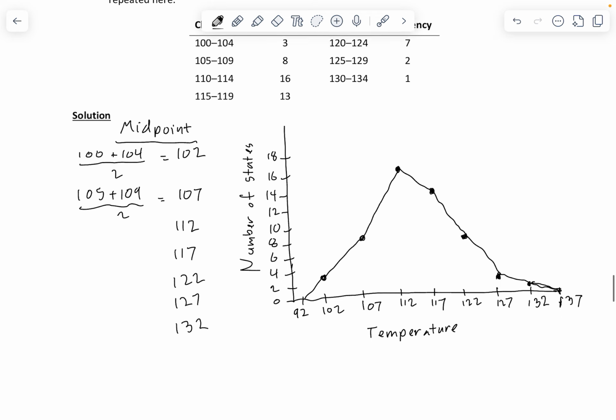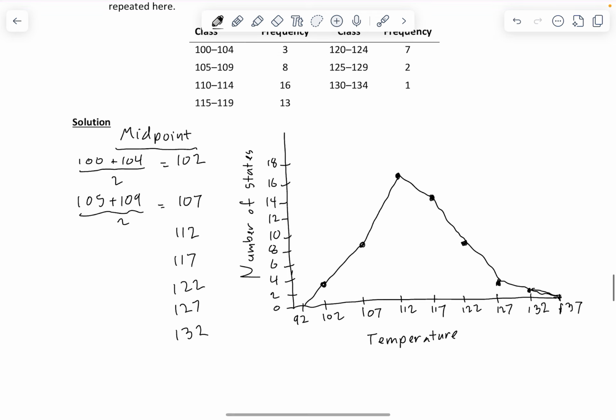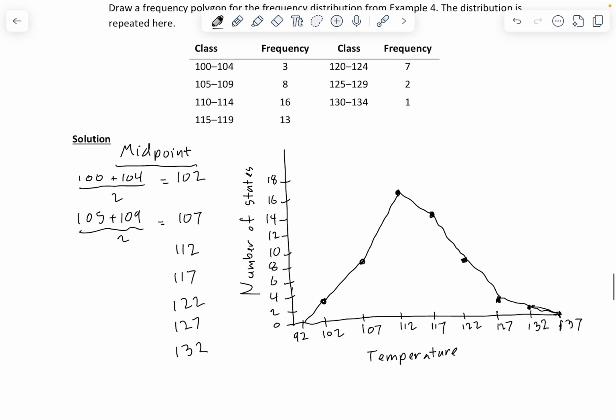So we've looked at pie charts, bar graphs, histograms, and frequency polygons. Generally, pie charts and bar graphs work for data that is categorical, and histograms and frequency polygons work for data that's more numerical, data that we can organize into these numerical classes like this.